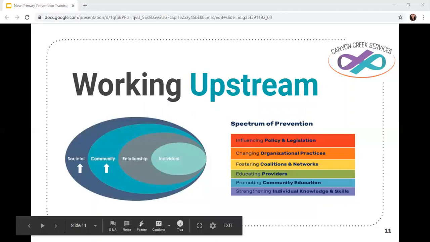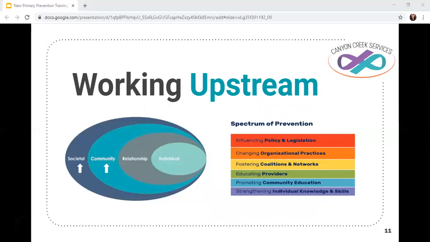So what does it mean to work upstream? Effective prevention takes place at all levels of what's called the social ecological model, as well as across the spectrum of prevention. On the left-hand side, you see the social ecological model with the individual, relationship, community, and societal levels. The social ecological model understands that an individual's relationships make up and are a part of and dictated by the community and the society that they live in.